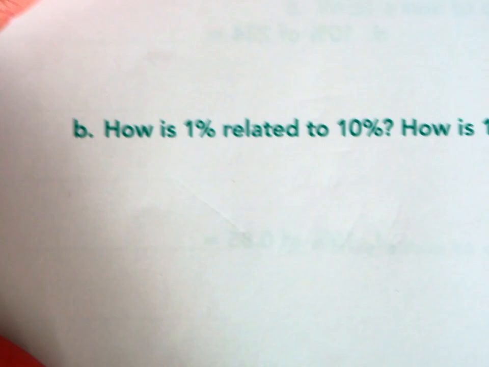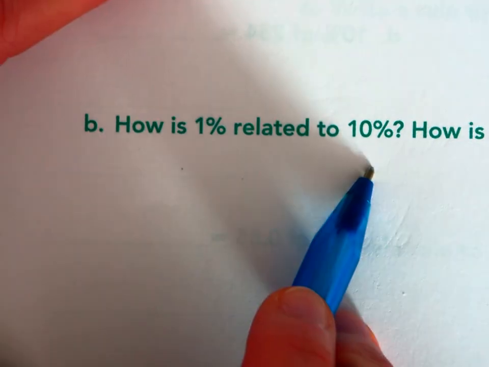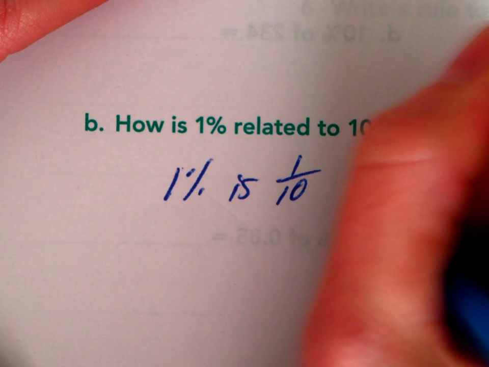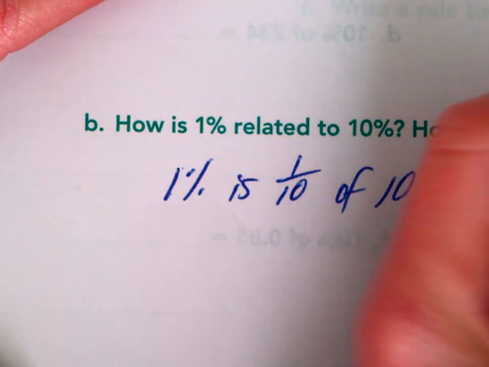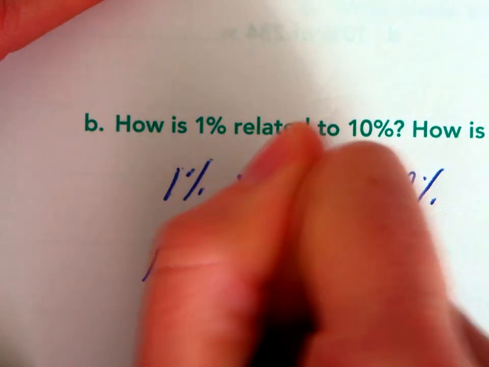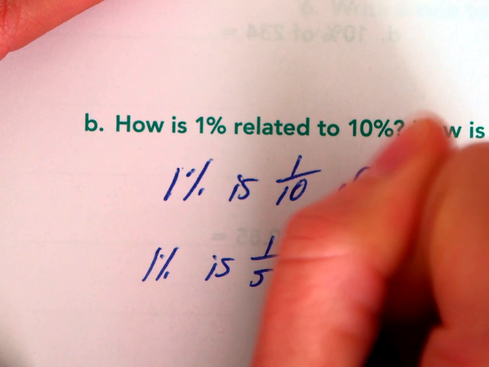Let's look at the question. How is 1% related to 10%? 1% is 1/10 of 10%. 1% is 1/5 of 5%.